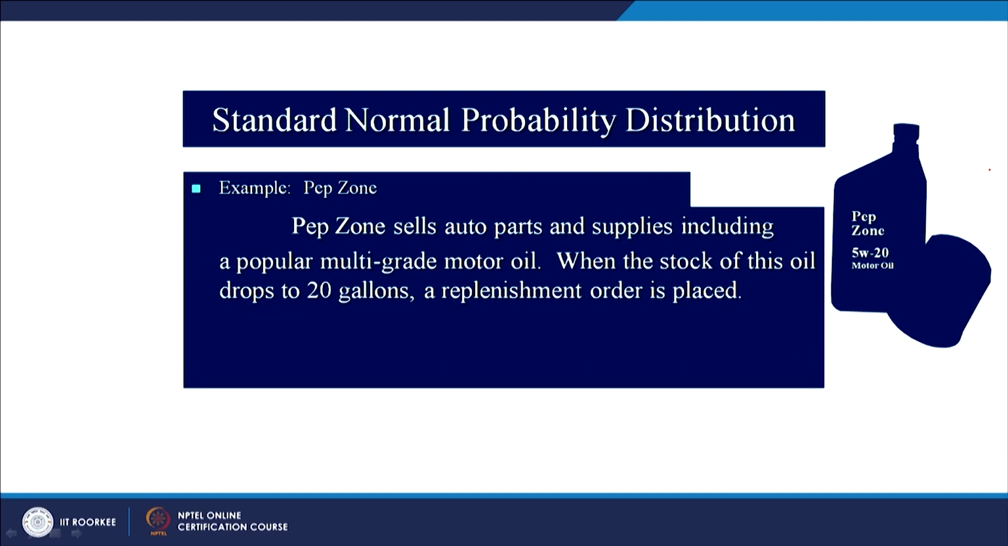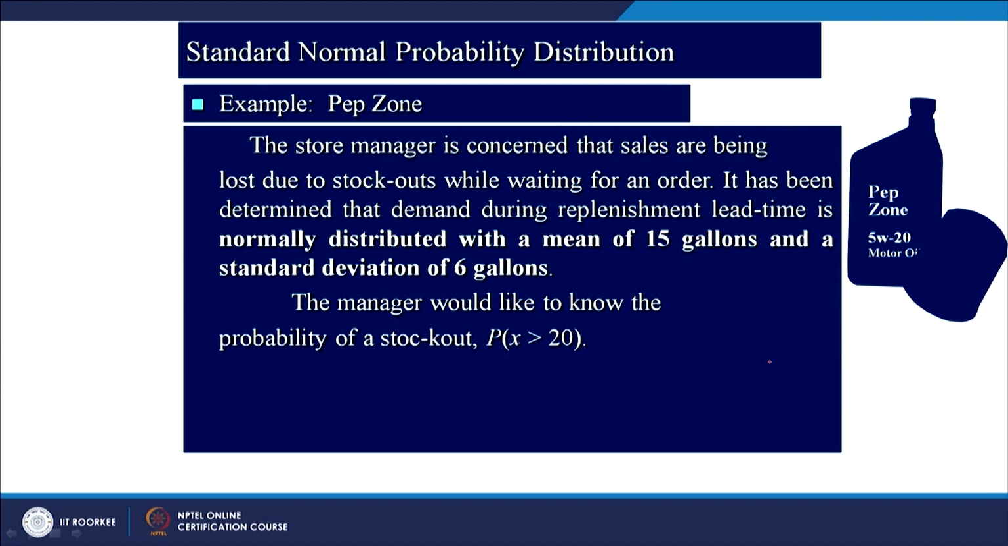Pepzone sells auto parts and supplies including a popular multigrade motor oil. When the stock of this oil drops to 20 gallons, a replacement order is placed. The store manager is concerned that sales are being lost due to stock outs while waiting for an order. Now, it has been determined that demand during replenishment lead time is normally distributed with mean of 15 gallons and standard deviation of 6 gallons.